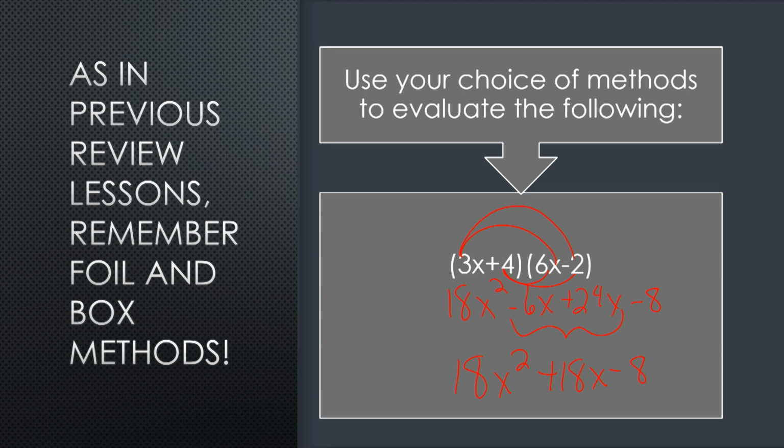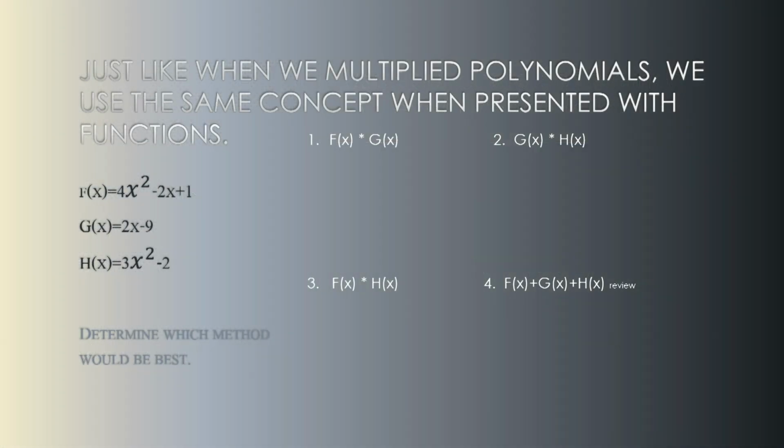So now that we've reviewed, just like when we multiplied polynomials, we use the same concepts when presented with functions. So I've got my three functions over here. F of x equals 4x squared minus 2x plus 1. G of x equals 2x minus 9. H of x equals 3x squared minus 2. Determine which method would be best.